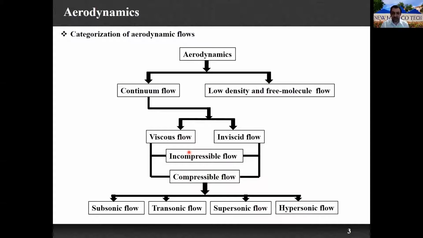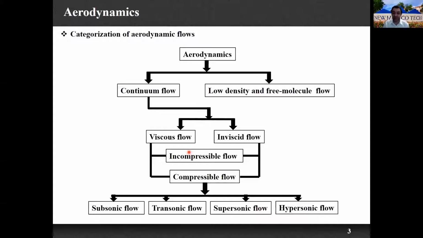Therefore, there are two main factors which are important when you want to determine the type of aerodynamics. The first one is viscosity, whether our flow is inviscid or viscous, and the other is density, whether our flow is compressible or incompressible.